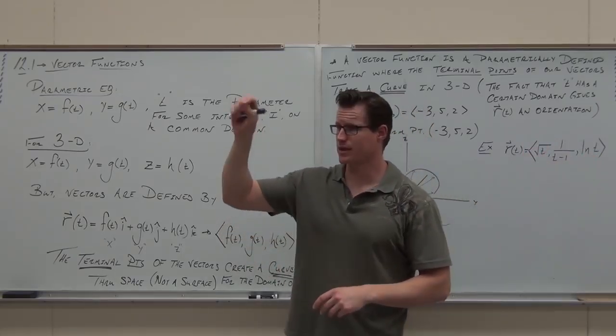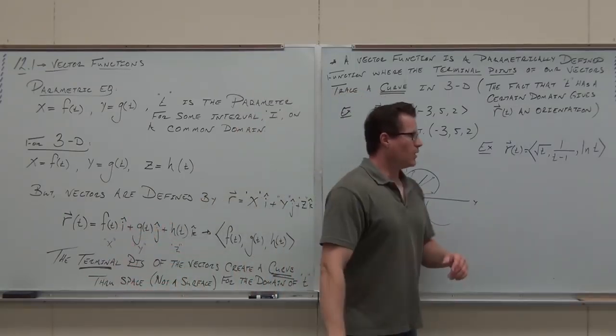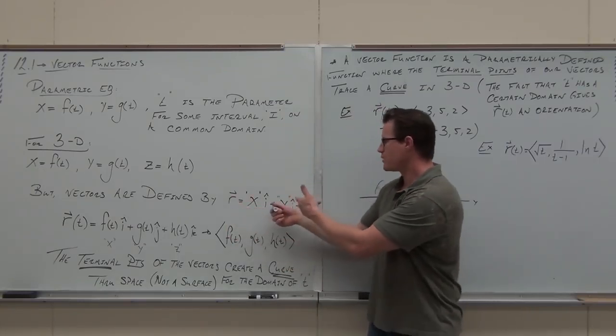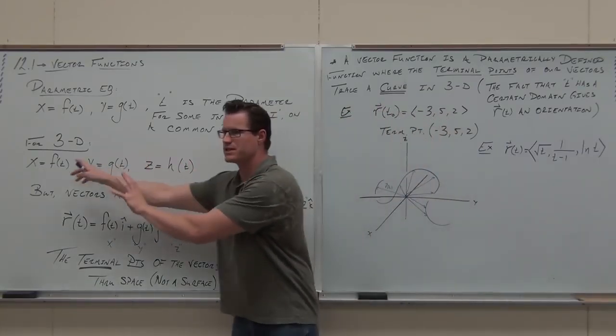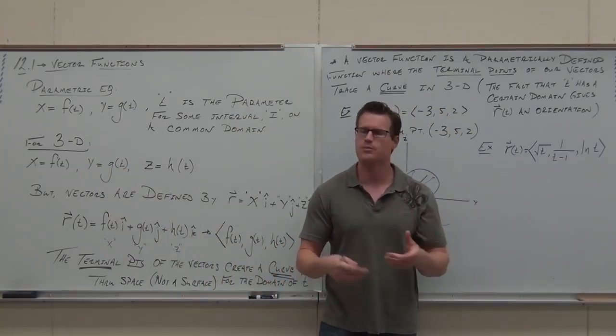Or if I would have put t's with like i's, j's, and k's, well, that would also be a vector function. There's a couple ways you can write it. Here's what I want you to understand. When we have this, yes, the x-coordinates and y-coordinates are going to be here, but they're given by functions of t. You're not going to see a whole lot of x's, y's, and z's. You're going to see a whole lot of the parameter.